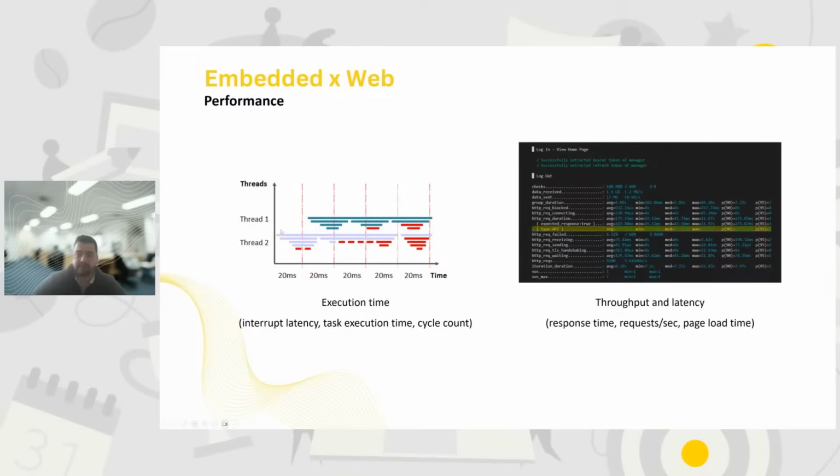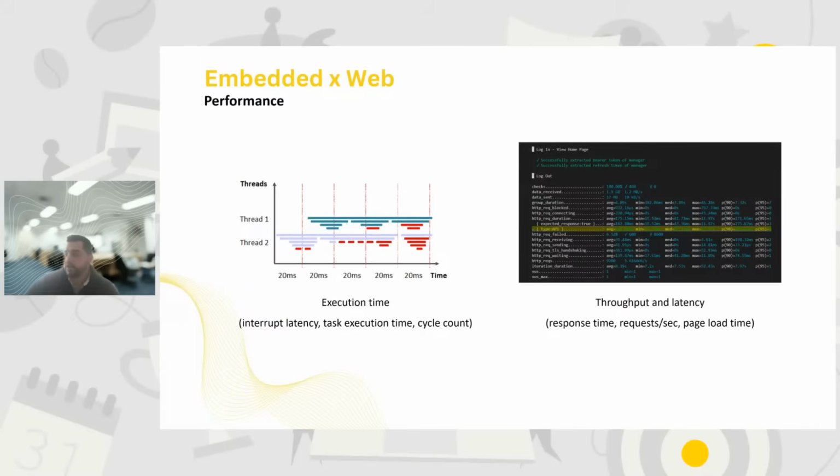Then another part is about performance. Both systems care about performance and how it works. The speed of execution is really important in both of them. On the left side, referring to embedded, we can see interrupt latency, task execution time, cycle count, etc. So we can see different threads. Threads are tasks that are running in our device. To reach a real-time reaction of the system, it is really important to control these times and interruptions in the system.